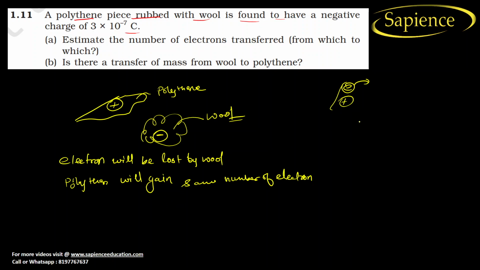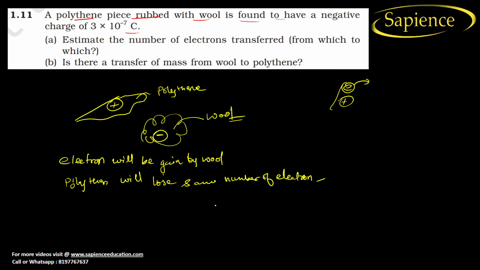Now they have told that the charge acquired by the wool is found to be negative. So negative means, no, sorry, electrons will be gained by the wool, right? So electrons will be gained by the wool, and polythene will lose the same number of electrons.